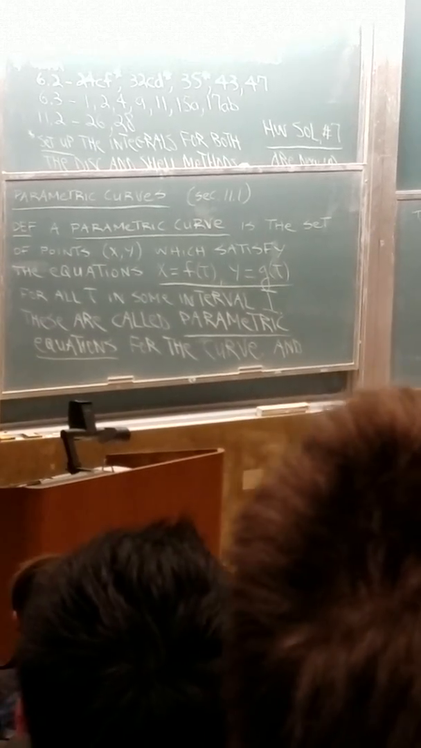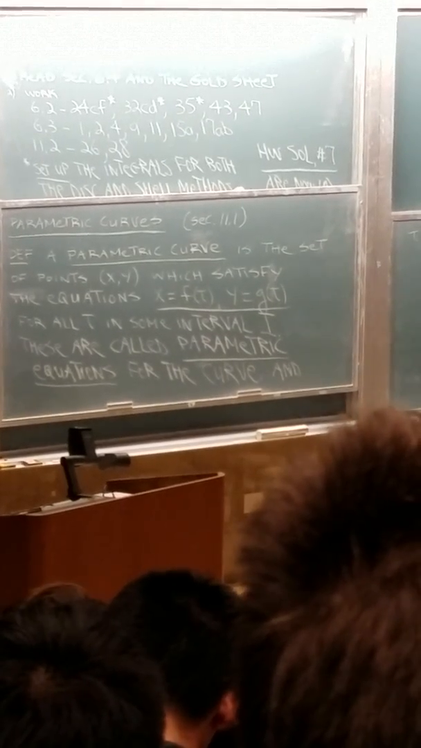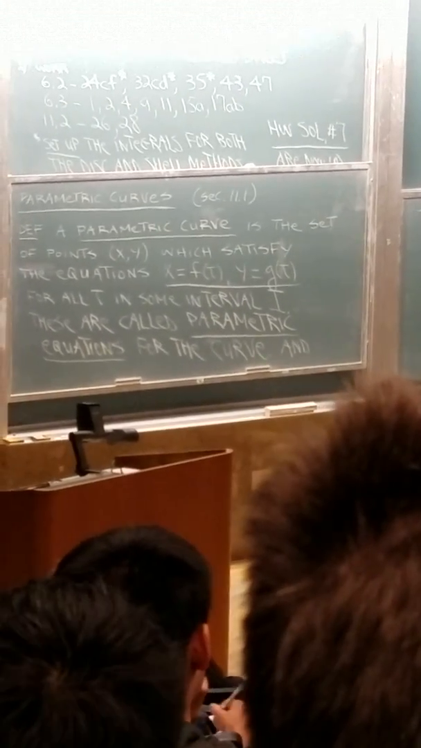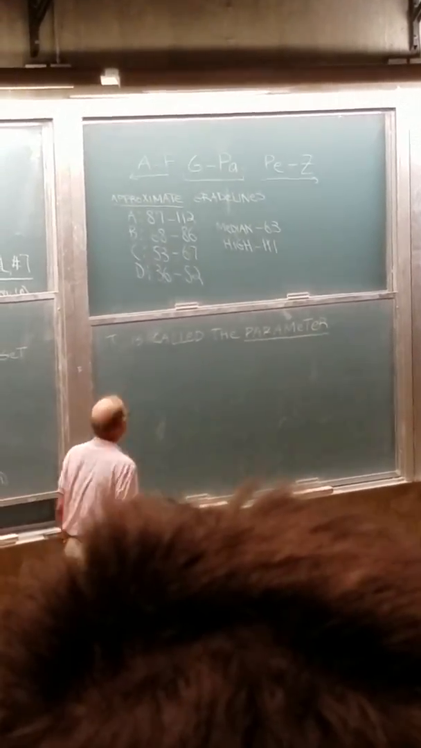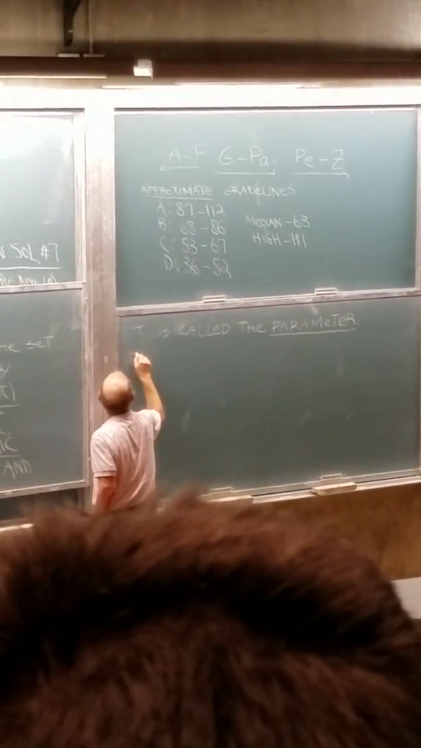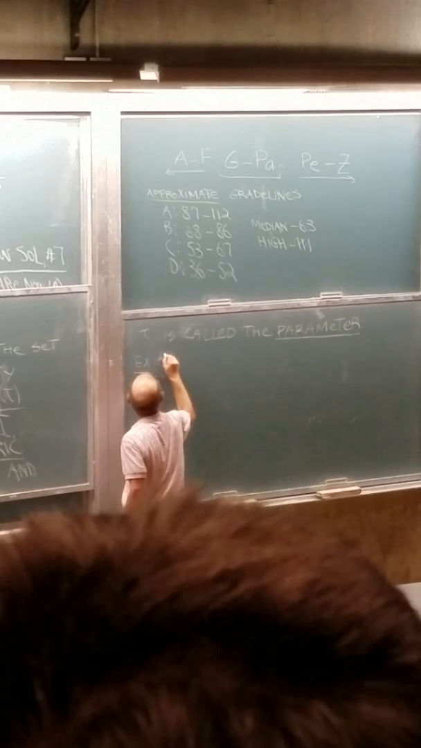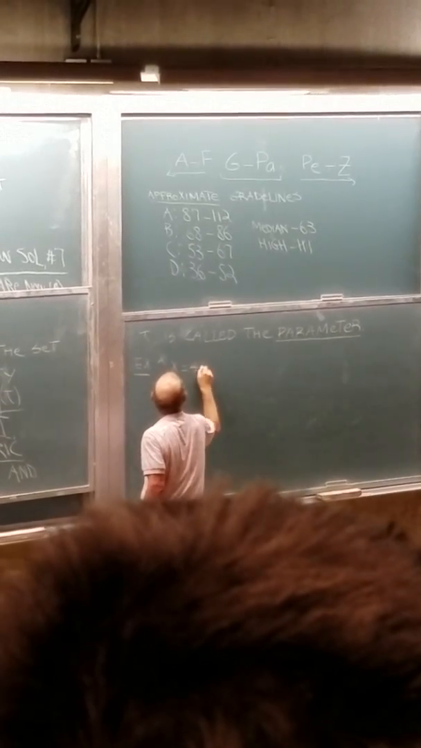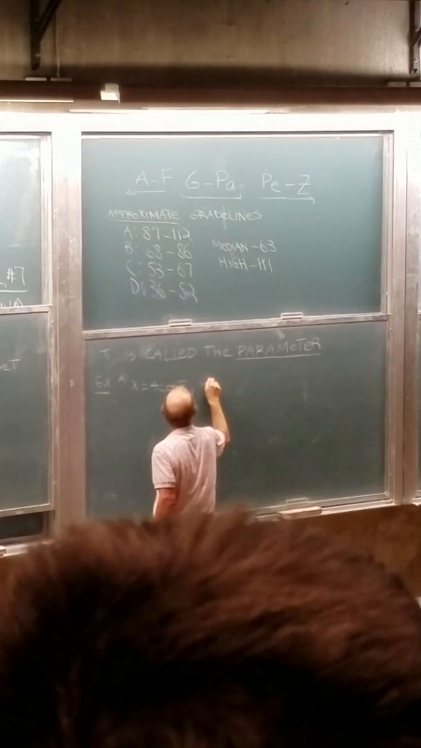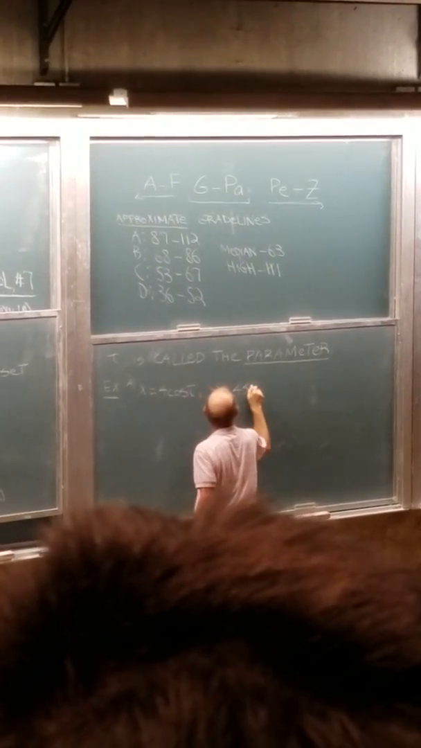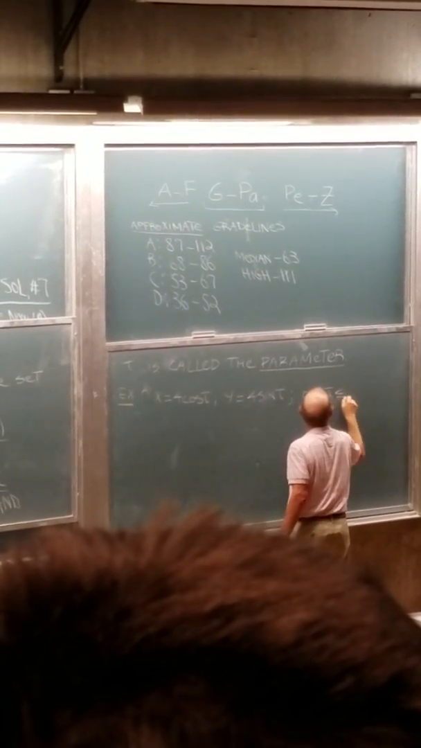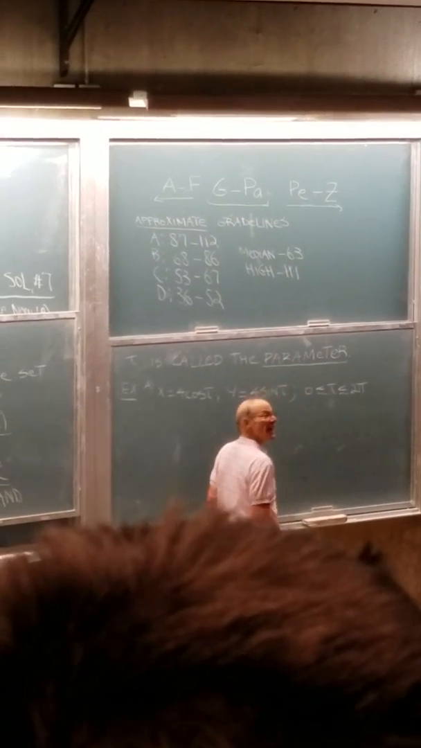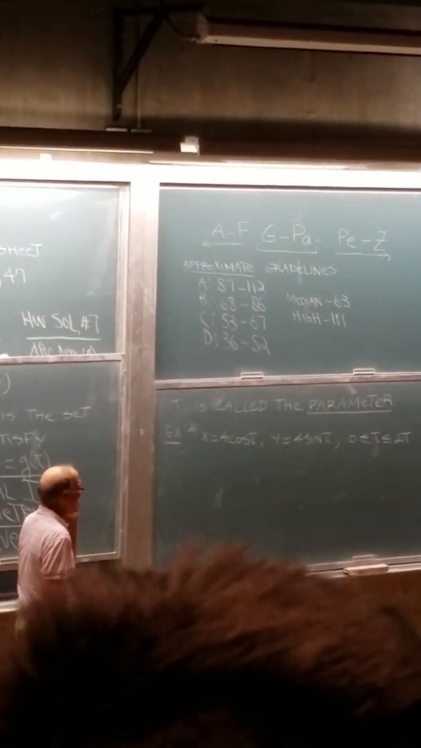Let me look at a couple of examples of curves we can describe this way. Suppose we took a curve given by x equals 4 cosine t and y equals 4 sine t, and we let t go from 0 to 2 pi. Let's see what type of curve you get in this case.